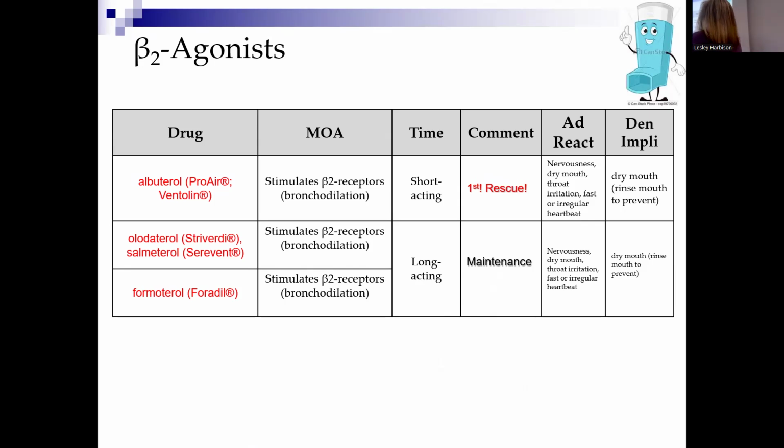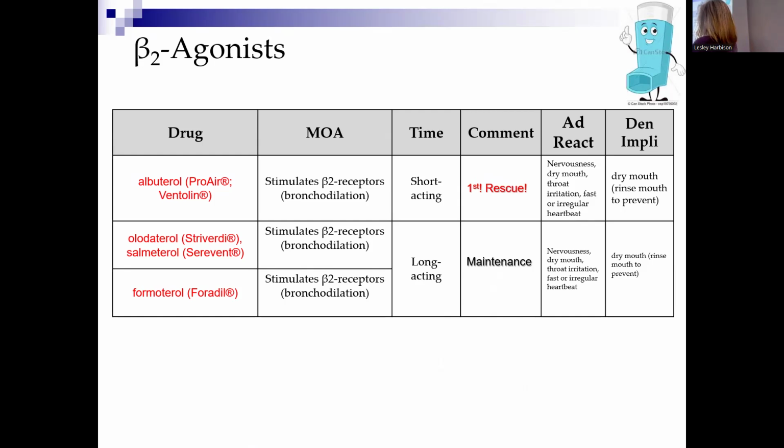So here's some of the drugs. The one you for sure are going to get tested on, you for sure want to know, is albuterol, ProAir, Ventolin. Those are two brand names. It stimulates the beta-2 receptors, so it stimulates that bronchodilation.